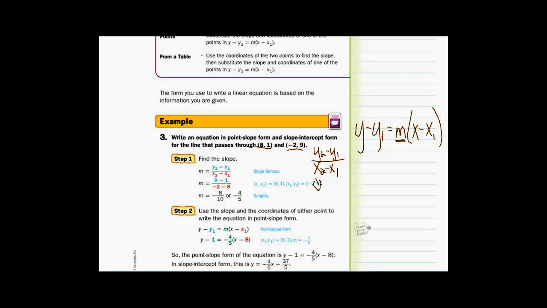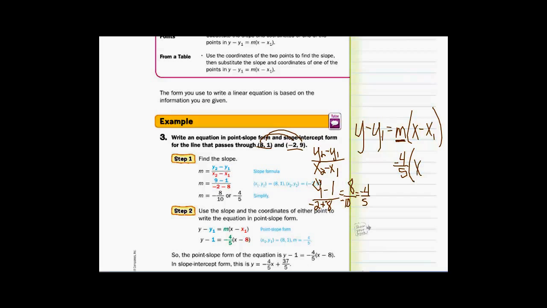9 minus 1 is 8, so I've got negative 2 minus 8. Remember, a minus is a plus a negative, so it's negative 2 plus a negative 8, which is negative 10. I could reduce that to negative 4/5. So if that is negative 4/5, that is this right here. So that part I have.